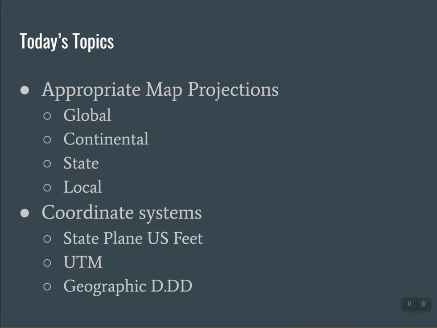So, today's topics are the issue of map projections and coordinate systems as they relate to map projections, that is a cartographic concept, and then analysis. And so what we're going to be doing is moving through appropriate map projections, types of coordinate systems, and then how this is seen in the GIS environment.